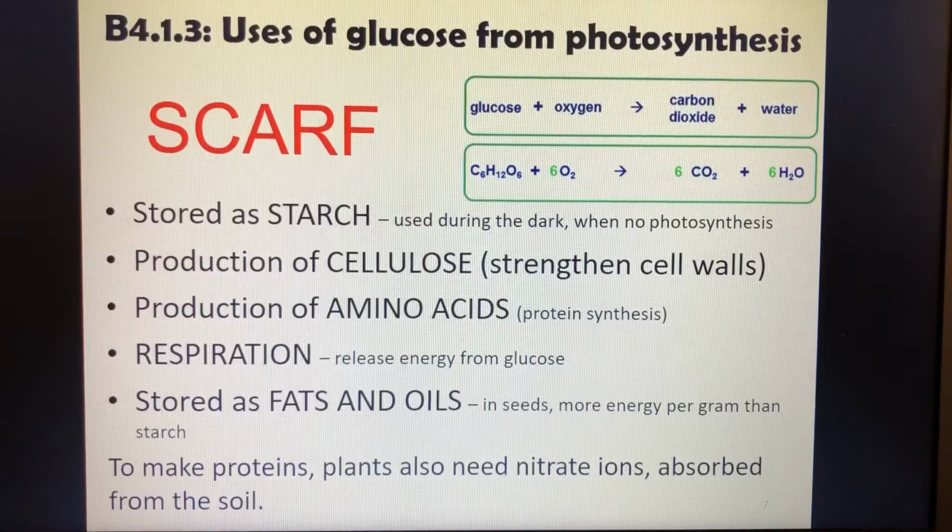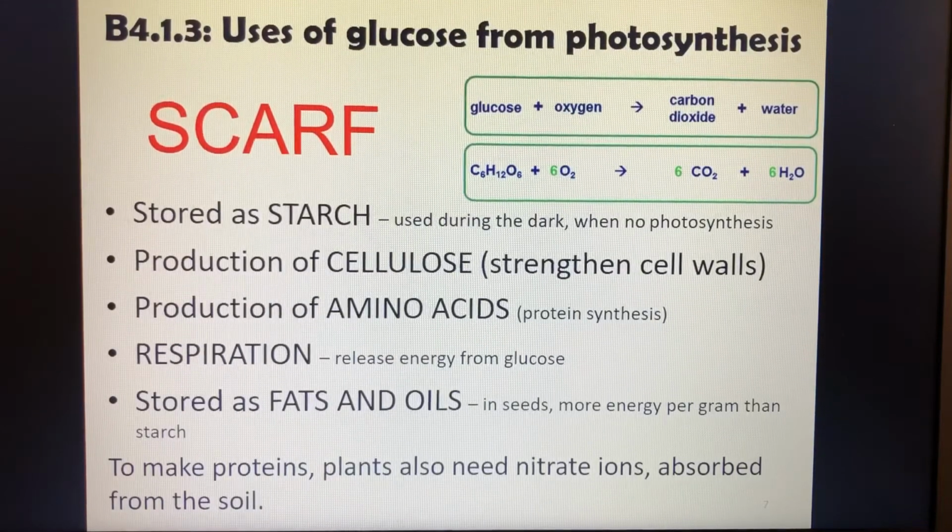Some of it is used to produce cellulose, which is used to strengthen the cell wall. Some of it is used in the production of amino acids, and amino acids then build up into proteins, and proteins are used for growth and repair. Some of it is used in respiration. All living things respire, so some of it will go through the reverse of photosynthesis when they respire. And some of it is stored as fats and oils. Things like our sunflower seeds and our olives, we compress those and get the oils out of them. So SCARF is our little trick to remember the uses of glucose from plants.